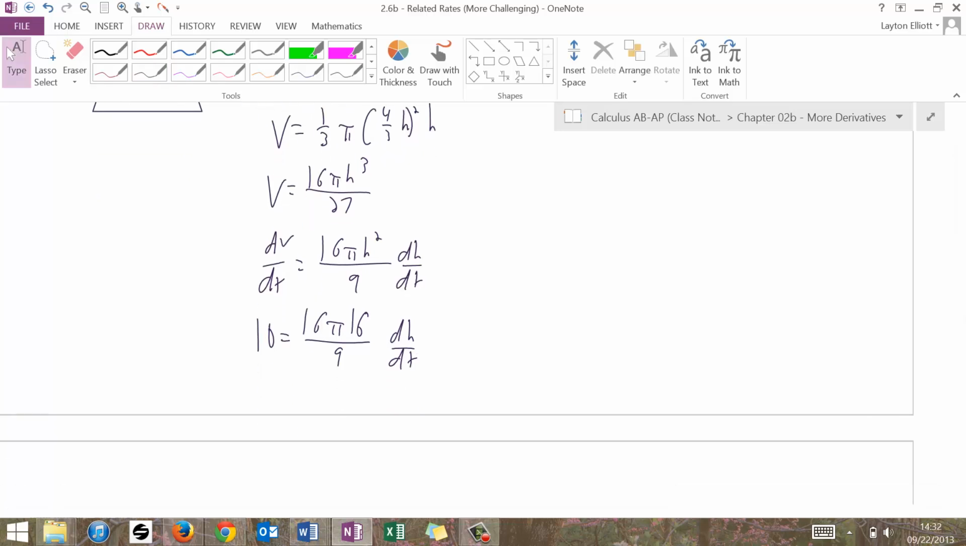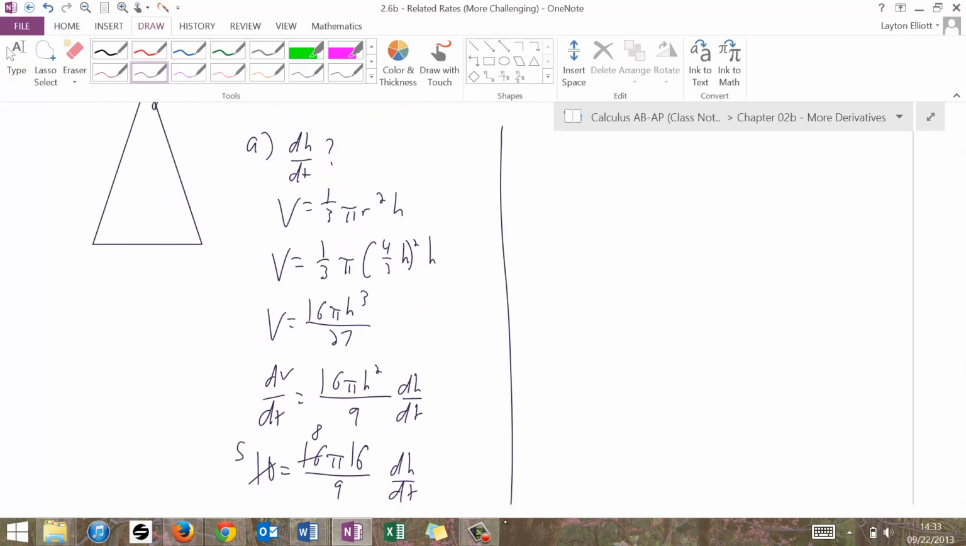Do a little bit of algebraic manipulation, which I'll let you play around with. And you get dh/dt is equal to, well, I'll show it to you anyway. Cancel that out, you get 5. Cancel one of these out, you get 8. 8 times 16 is 128, and 9 times 5 is 45, so you get 45 over 128 pi, and units on that are going to be meters per minute.